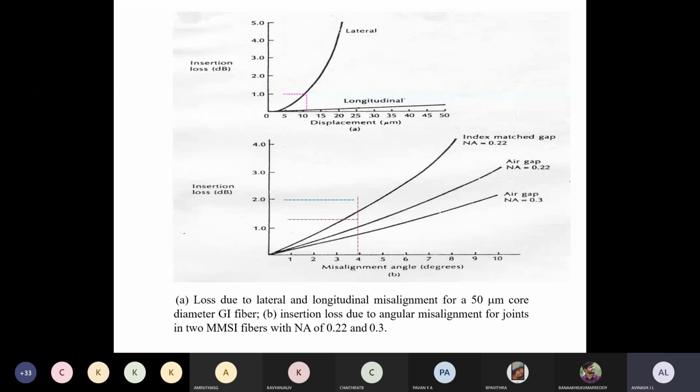You can make a note of this particular graph also. I'll give you 2 minutes of time. Please make a note of it.